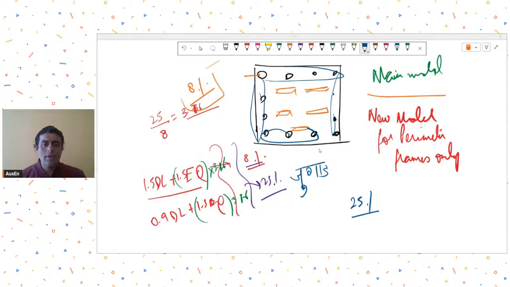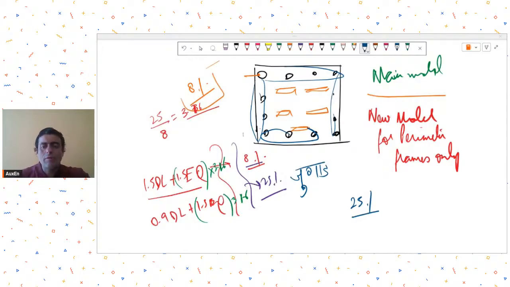So in this manner, using a new model, or saving your original model as a new model for perimeter frames only, and as a jugad work, by multiplying the EQ load combination by an increased factor, you can design the perimeter frames for it. So this is one of the ways in which you can do.